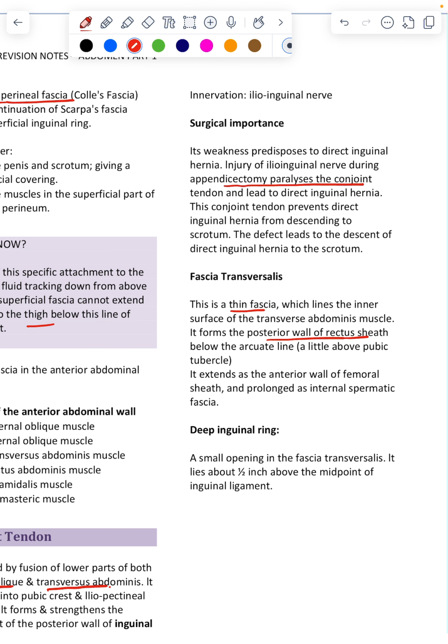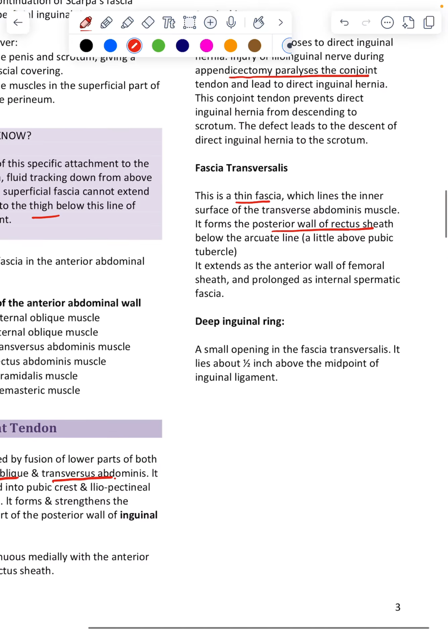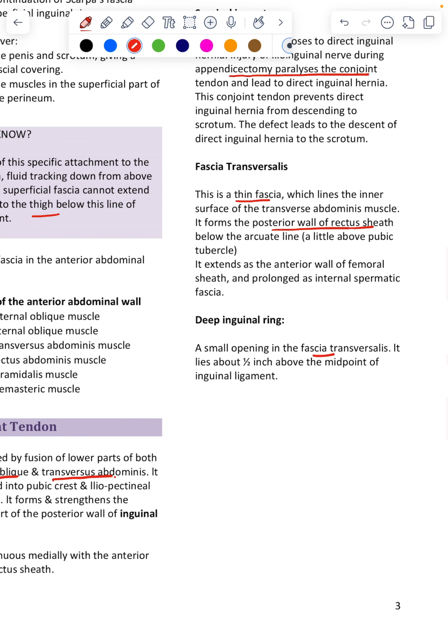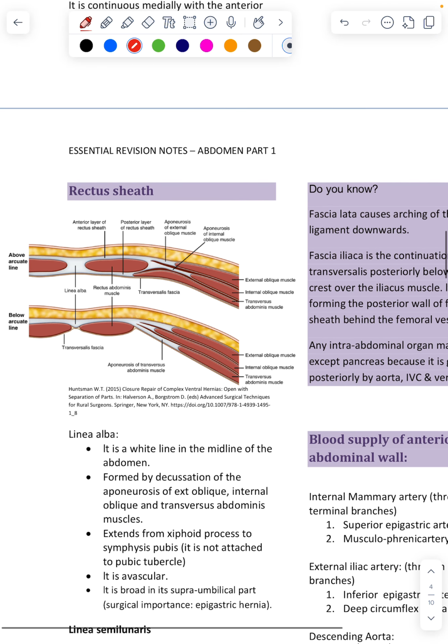When you take the Pfannenstiel incision, this is the wall layer which is coming. Deep inguinal ring is the opening in the fascia transversalis. Now this is about the rectus sheath.